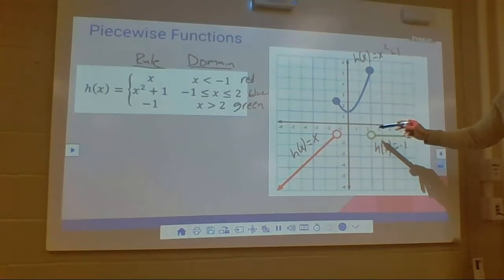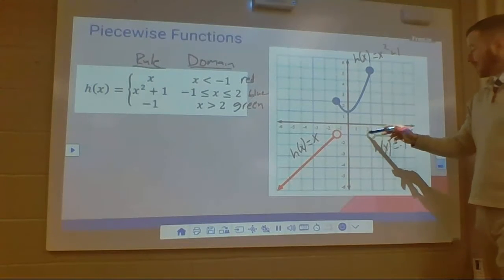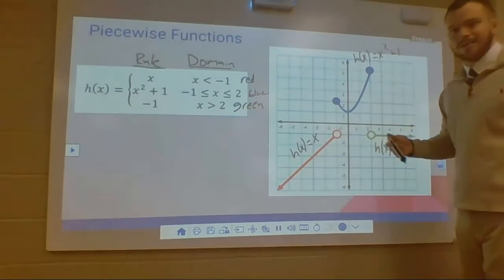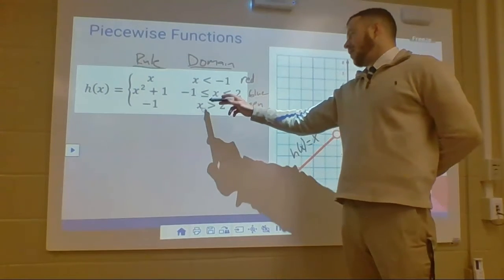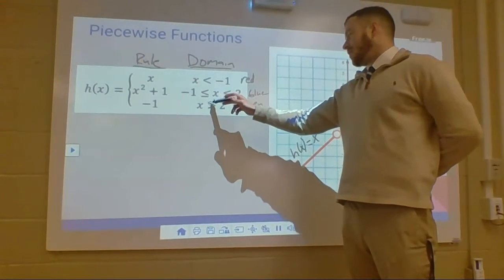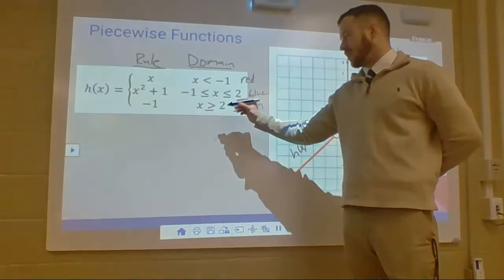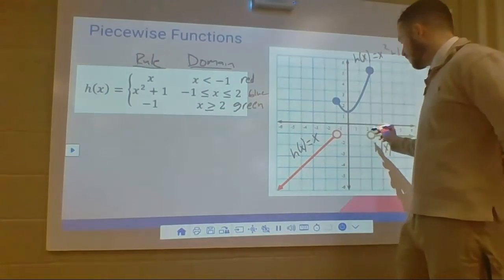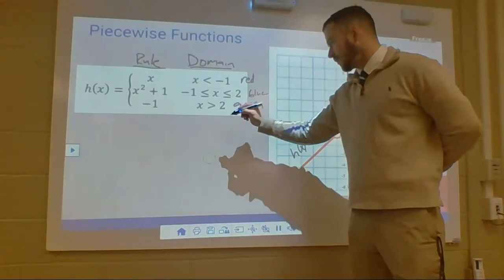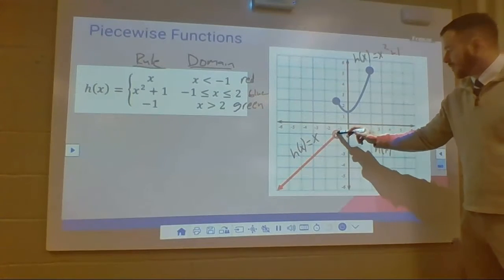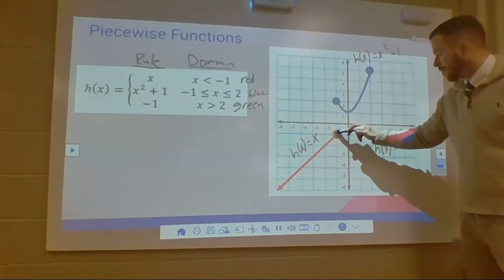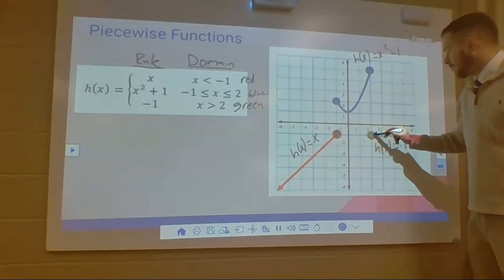Now, tell me, why is the dot open? That's right, because the value of x is greater than 2, but it's not equal to, right? If we had that equal to sign, it would be filled in. So check this out. If these were to be filled in, what would be the problem?